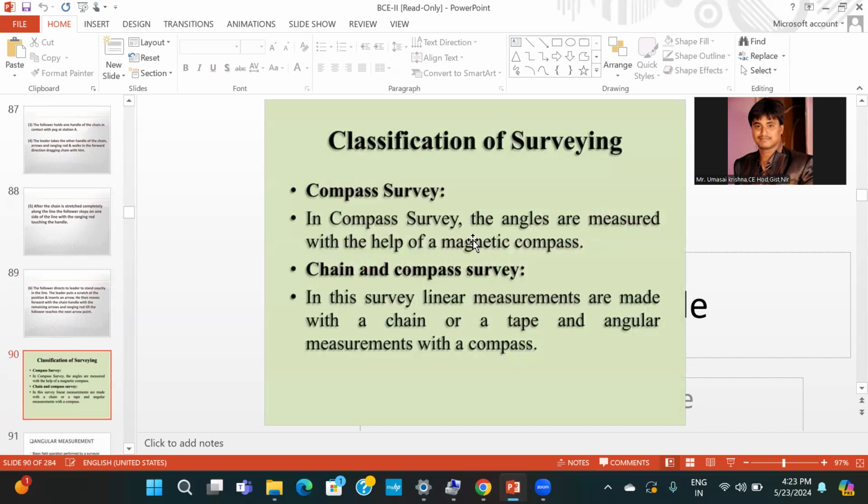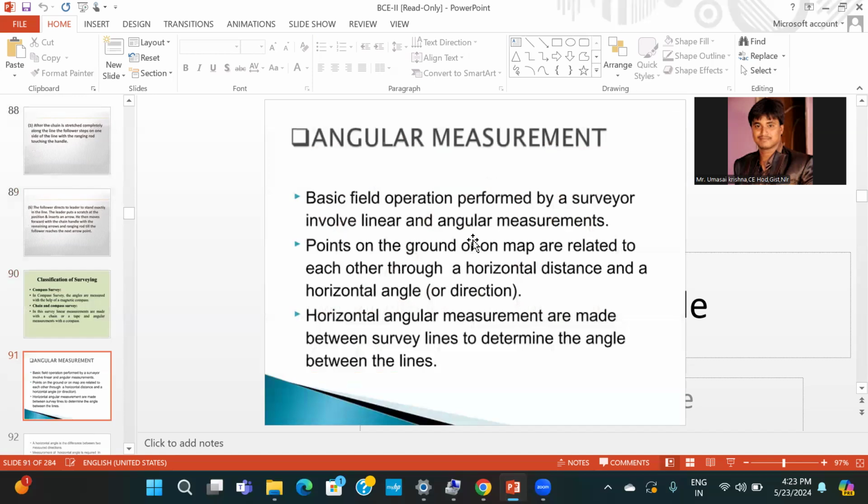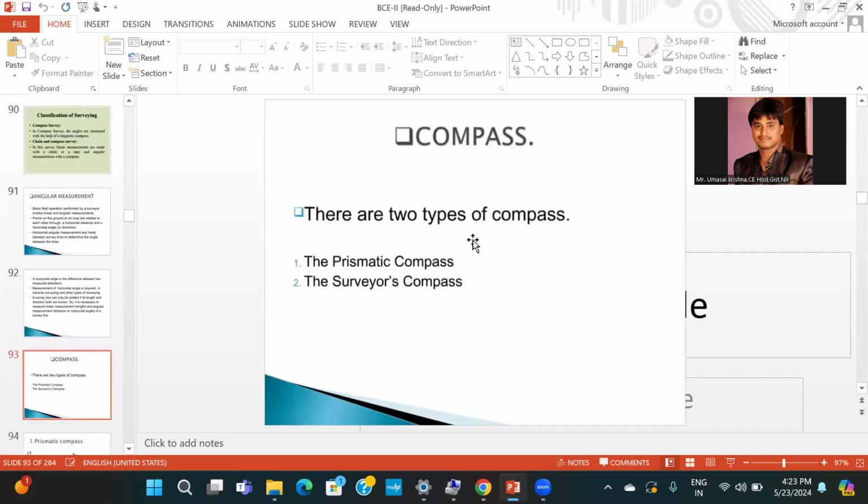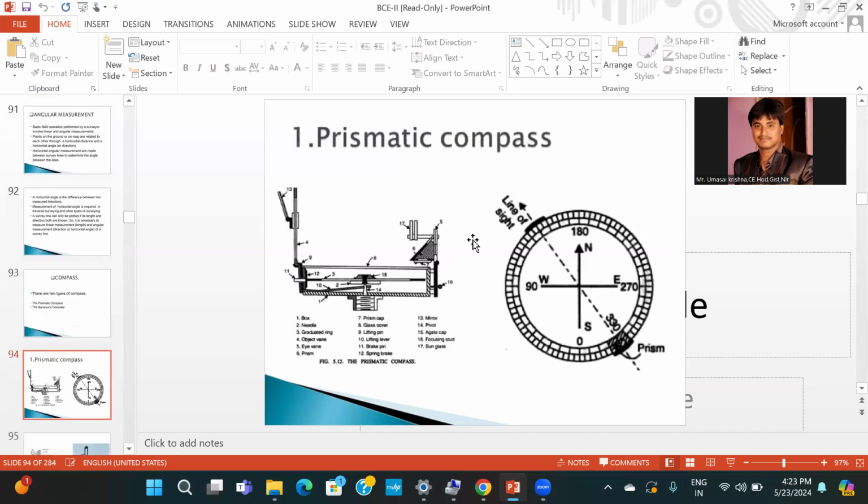Well, coming to the compass survey. Compass surveying is used to measure angular measurements, whereas chain is used to measure linear measurements. By using a compass, we can measure the horizontal angles. Here we have two types of compass, that is prismatic compass and surveyor compass. Here you can see the diagram showing the prismatic compass.